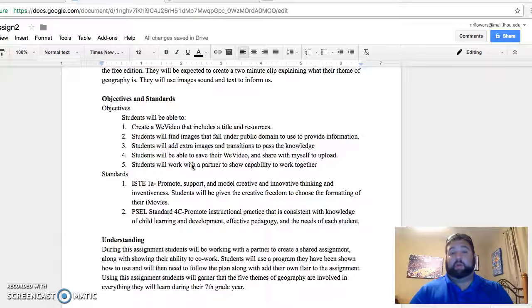Students will work with a partner to show their capability of working together. To be honest, working together is a big thing. I mean, not many jobs do you work alone, solely just you. So it's something that I'm really pushing at.